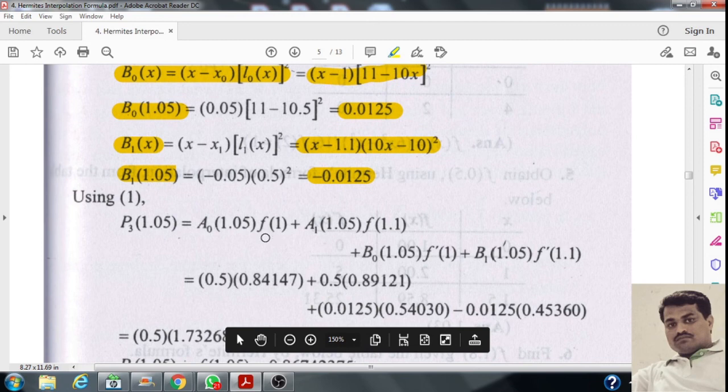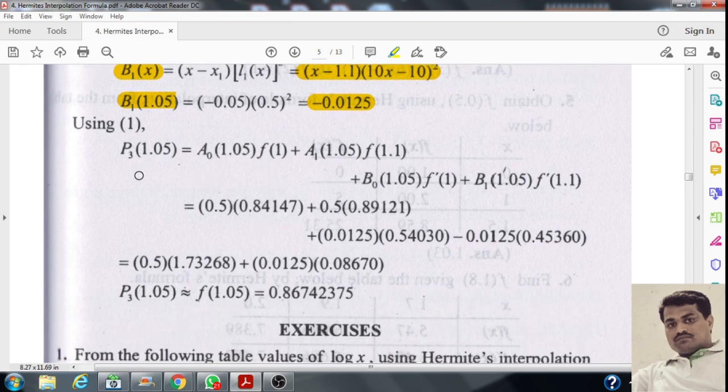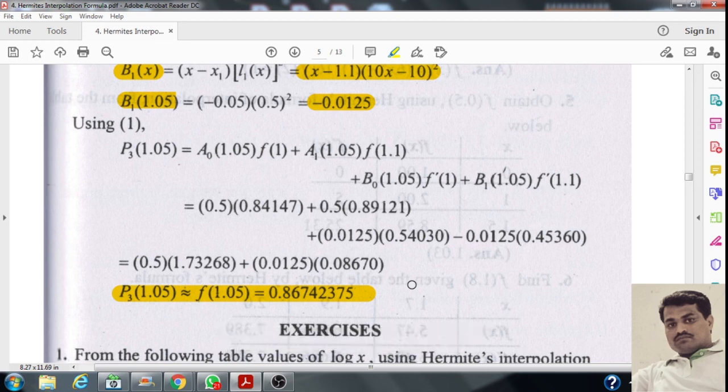Thus we get A0, A1, B0, B1, and then substitute the values of A0, A1, B0, B1, f of x0, f of x1, f dash of x1, f dash of x0, and then simplify the right hand side and we get P3 of 1.05, which is nothing but f of 1.05 is equal to 0.86742375, and this is the required value of the function at x is equal to 1.05.